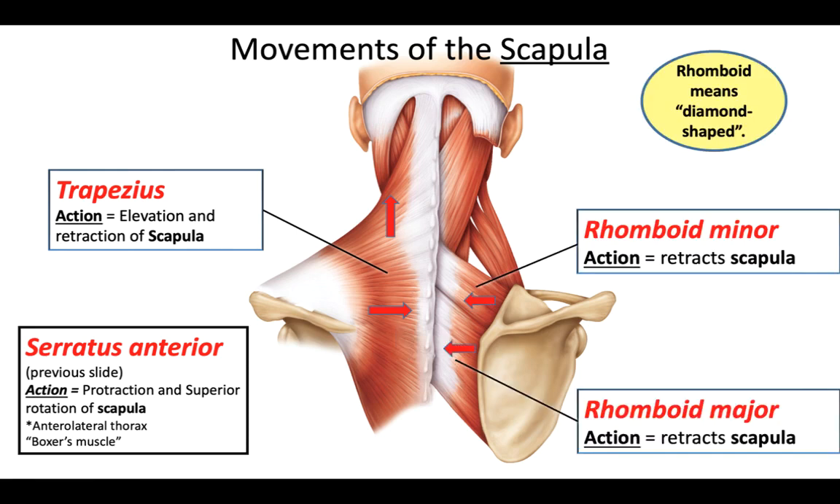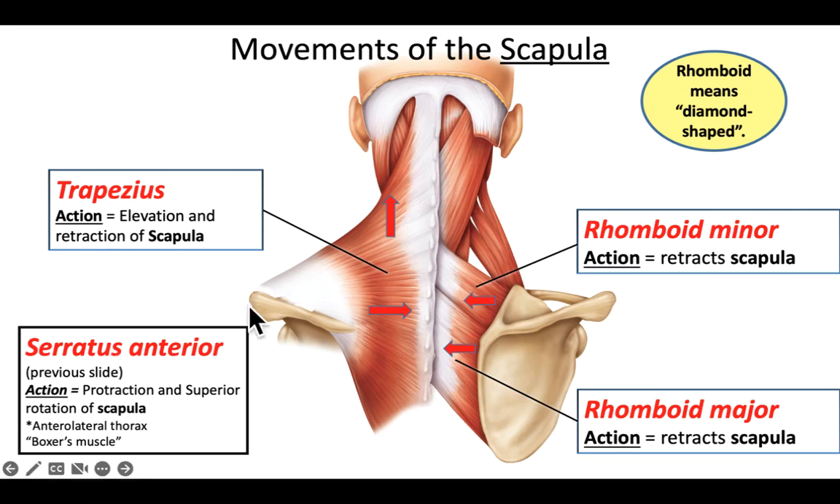There's a couple diamond-shaped muscles. These are a little deeper, so they're deep to the trapezius. So that's why we got to remove the trapezius on this side. These are called the rhomboids. Rhomboid means diamond shape. You can kind of see the diamond shape here and here. One's a little bigger, the rhomboid major. One's a little smaller, rhomboid minor. They work together. They help to retract the scapula. So they're going to move that scapula posteriorly, which would be basically opposite of what the serratus anterior does.